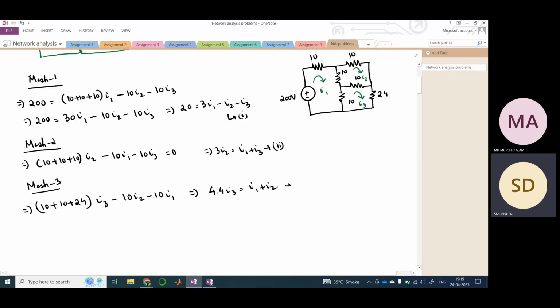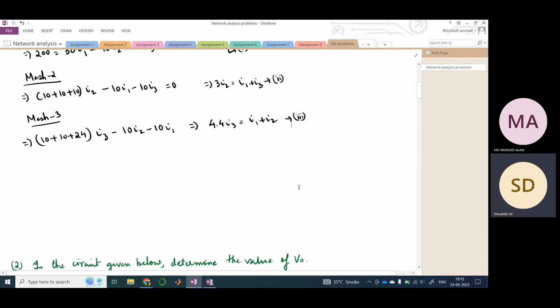Now what we will do, so basically we have three equations, we now need to solve them carefully. So first we will substitute I3 from equation number 2 in equation number 3.